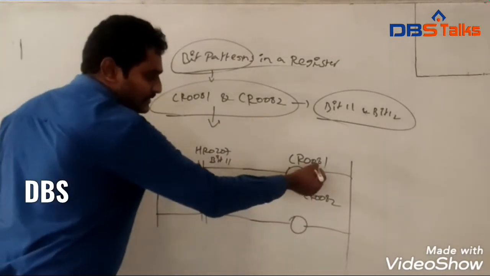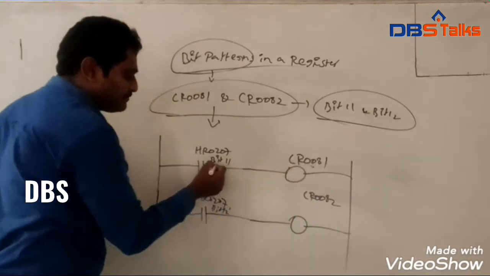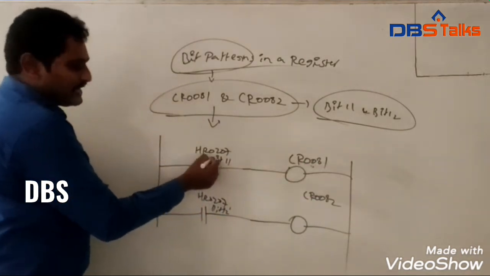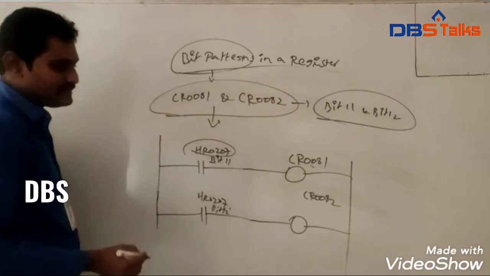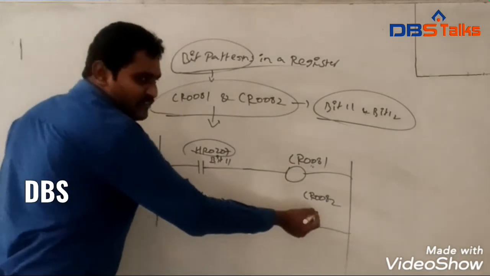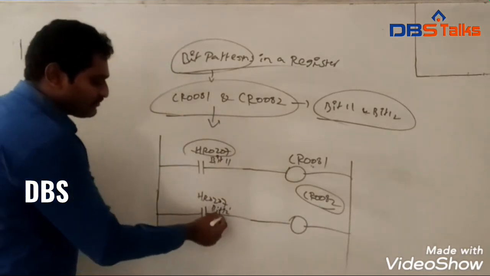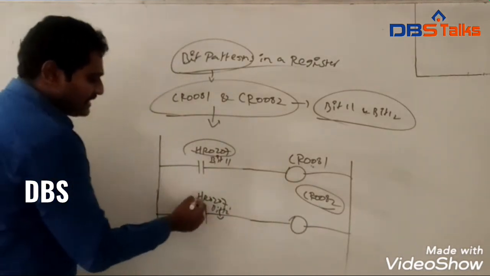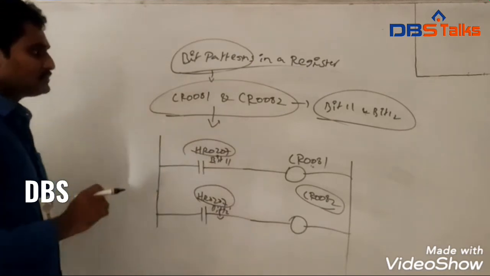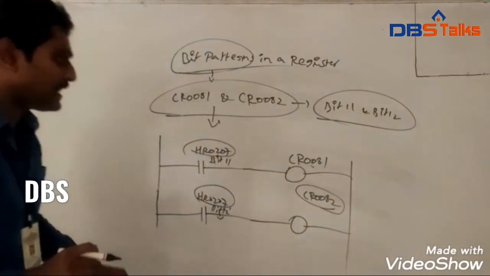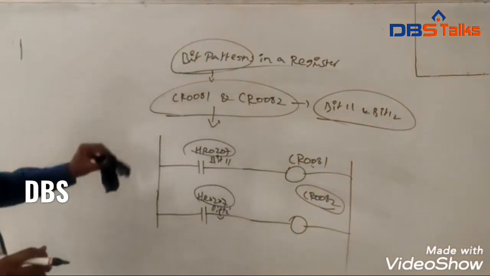If we want to control the output CR0081, we use the bit 11 status of the HR0207 register, and at the same time if you want to control the CR0082 output, we use the bit 12 status in the HR0207 register. So this is the example of how we control the outputs by using the register bit statuses.